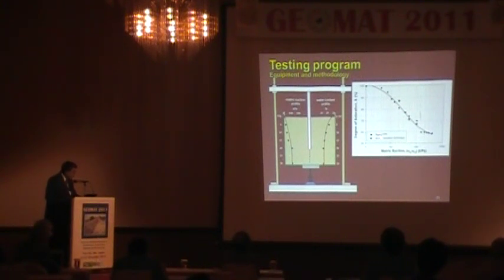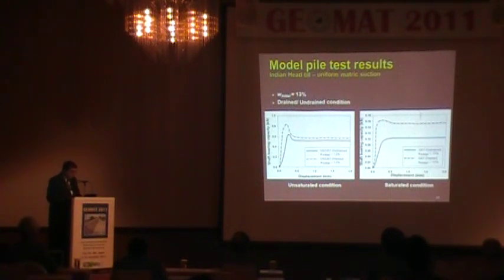And we have also back calculated the soil water matrix suction values to check that they are falling along the soil water characteristic curve. Here we have a specimen at a particular suction value, 60 kPa, tested under drained loading condition as well as undrained loading condition for a water content of 13%. You can see the shaft bearing capacity versus displacement, and compared to saturated conditions, unsaturated conditions are carrying a very high load.